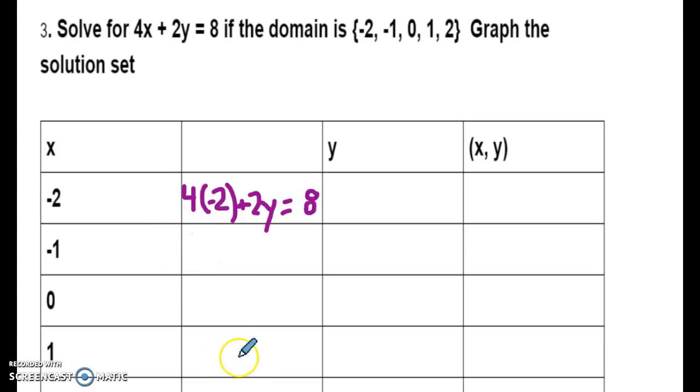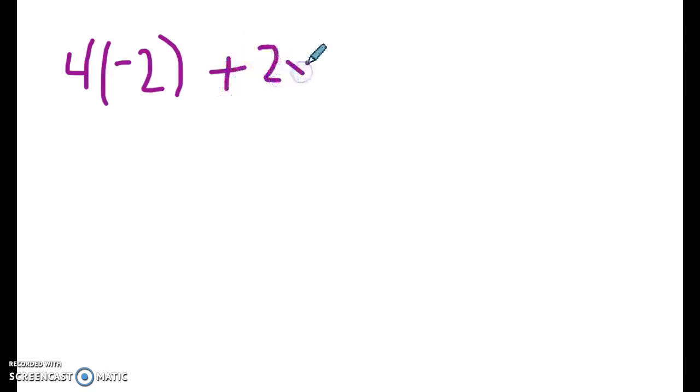And I'm going to work in this space, but you should work it out in your notebook or on a separate sheet of paper, because this space should just be where you're doing the work. So let's imagine you're doing this in your notebook. So get your notebook out, pause the video if you need to, get a separate piece of paper. I'm just going to go ahead and do that here. So I've got 4 times -2 plus 2y equals 8.